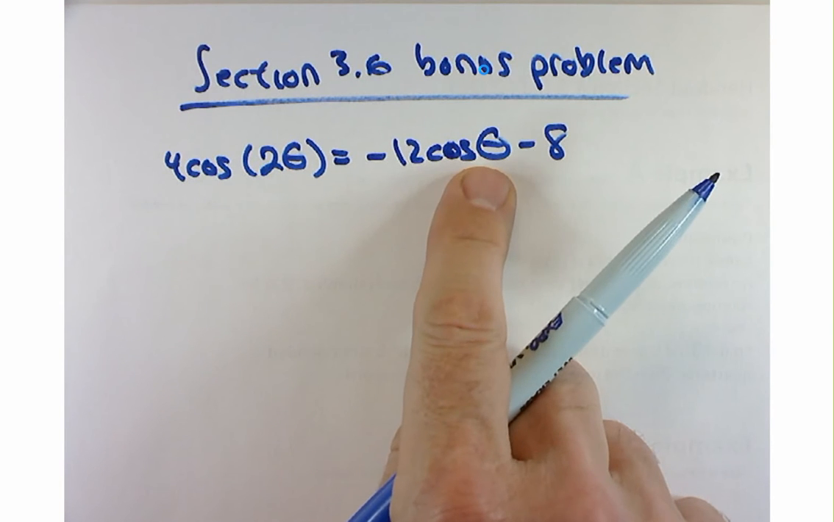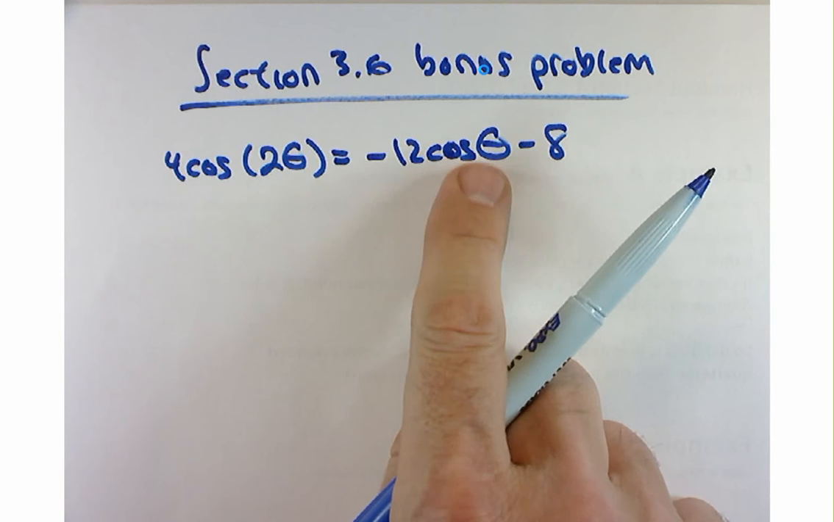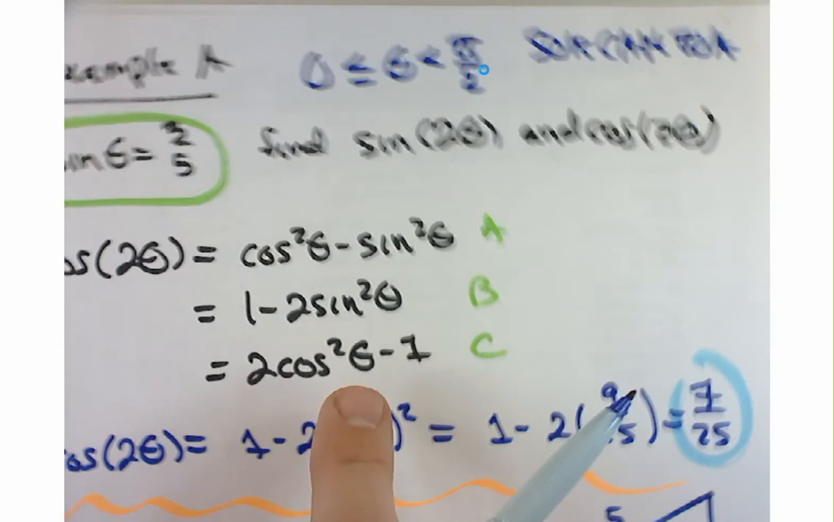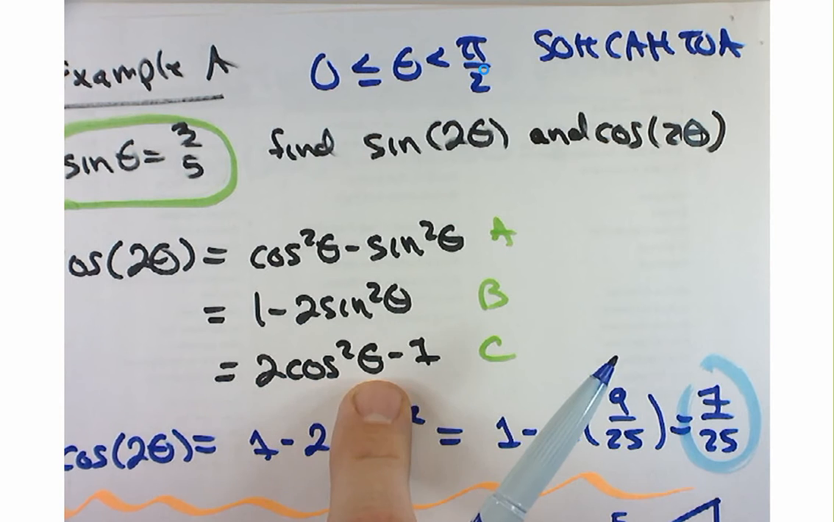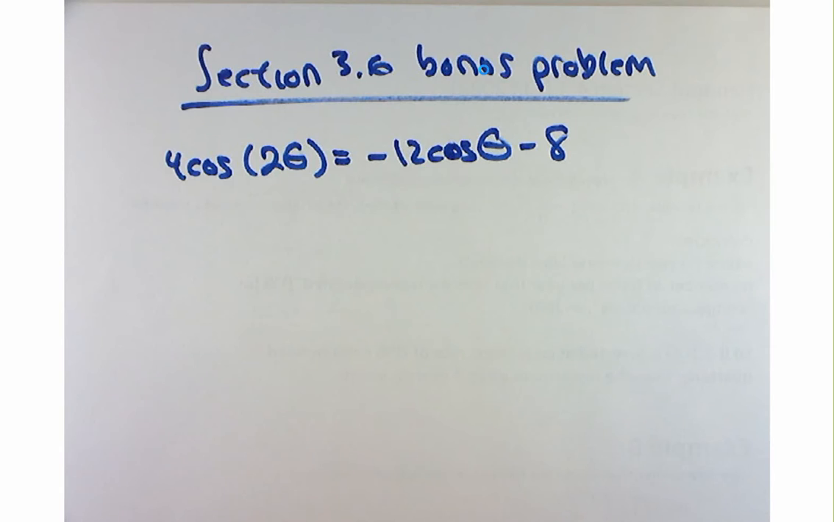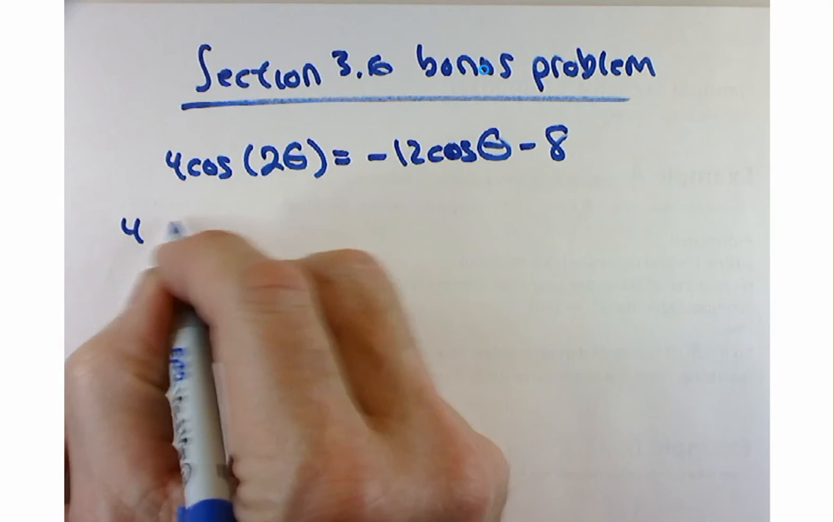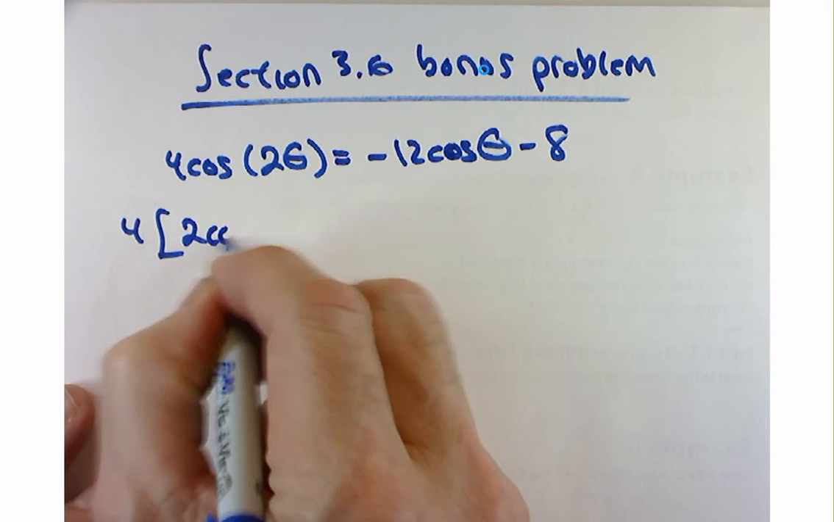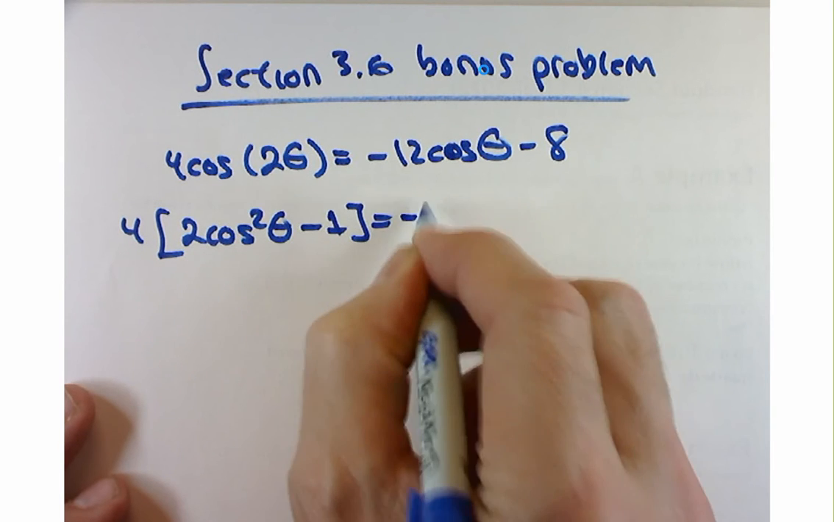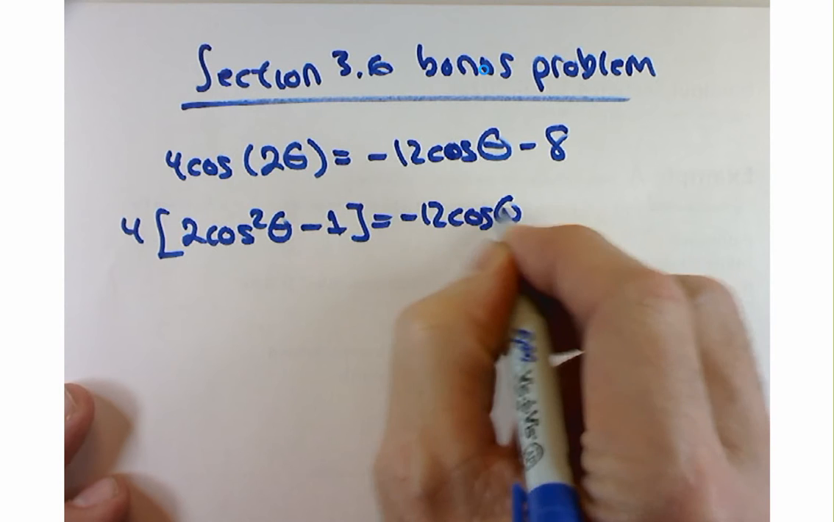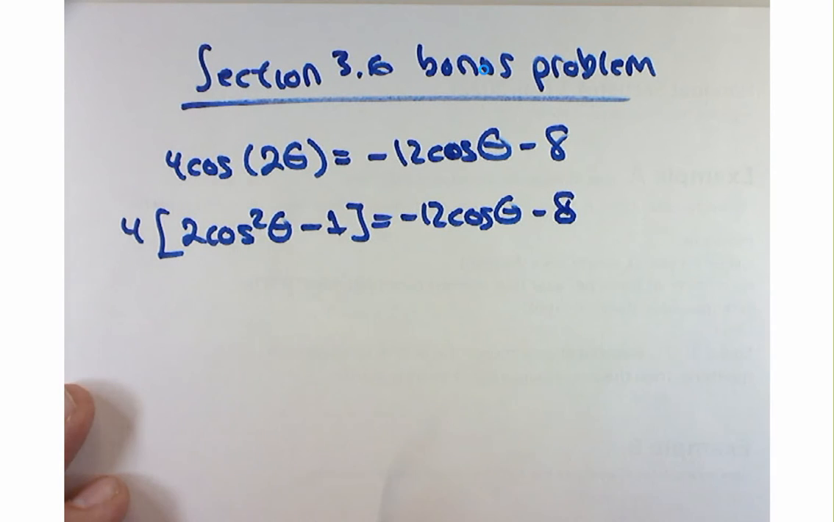Well, if I'm trying to write everything in terms of cosine, and that seems to make sense because of the cosine here, then I probably want to use this version right here. That is 2 cosine squared of theta minus 1. So let's use that. 2 cosine squared of theta minus 1 equals negative 12 times the cosine theta minus 8. All right, not so bad.